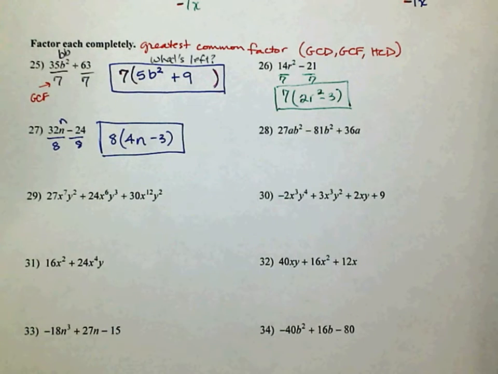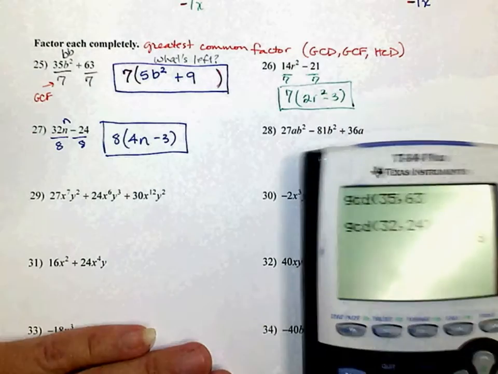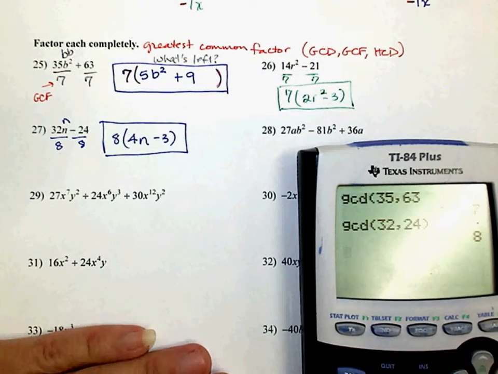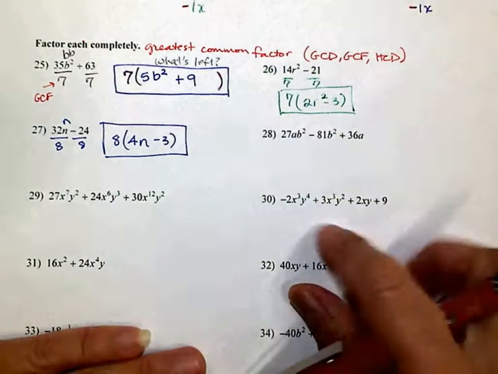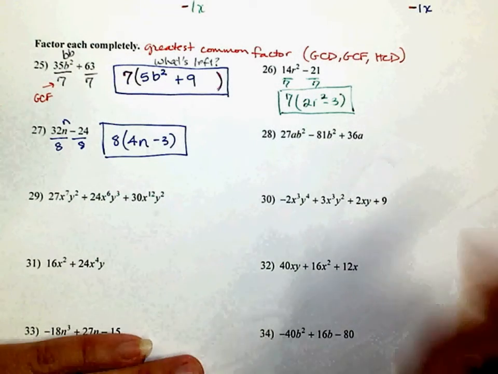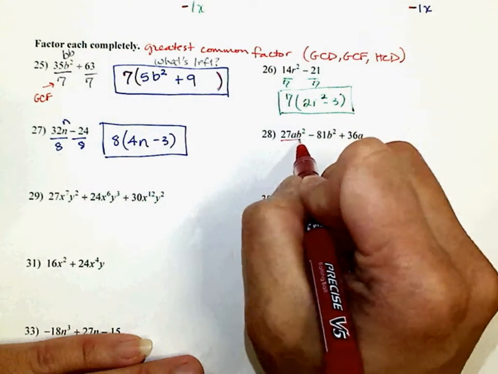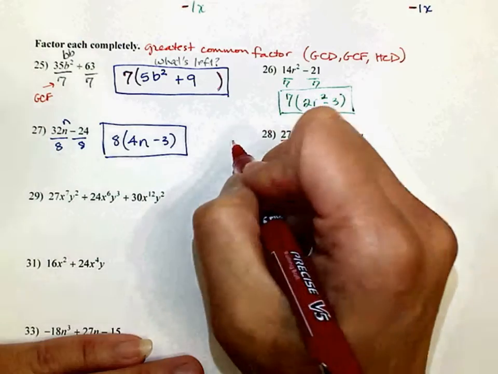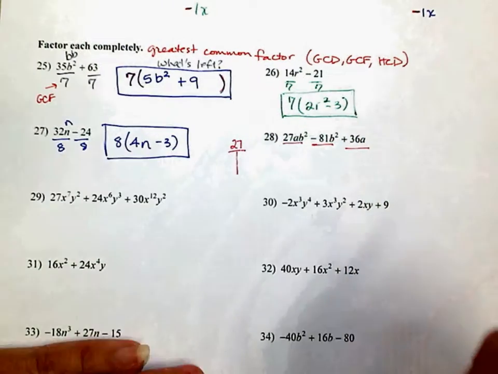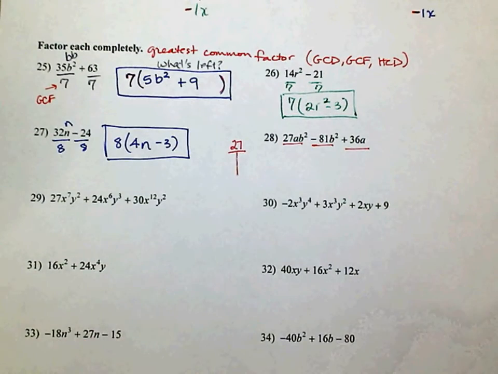All right, number 27. Now, if you notice, you can't do that with 3 terms. You can only do it with 2. So what I want you to do is find your smallest number. And that smallest number right here is a 27. So I have 3 terms. Okay? Use your calculator to be your friend. So let's take a look.